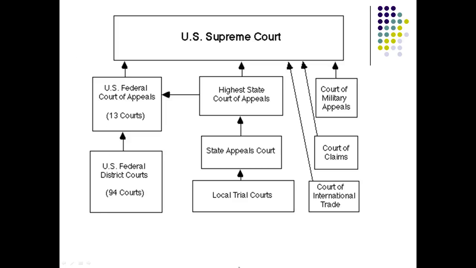Now, the state courts also can make it to the U.S. Supreme Court. They start at the local trial courts, like our county courts. Then they go to the state appeals court, and then you go to the Supreme Court of the state. So we have the North Carolina Supreme Court, and then from there we go off to the U.S. Supreme Court. Each one has a path. You can get from the federal court to the Supreme Court. You can also get from the state courts up to the Supreme Court.